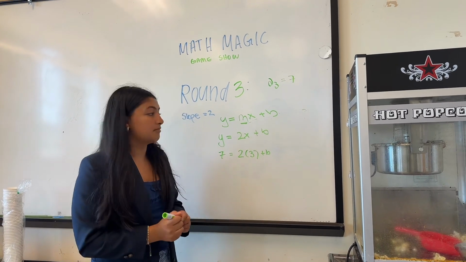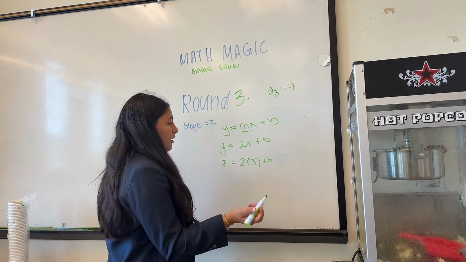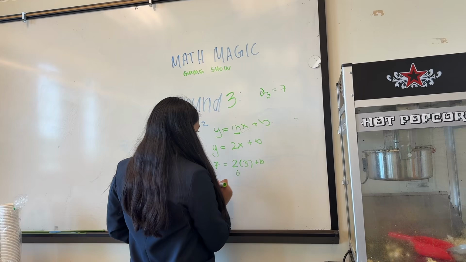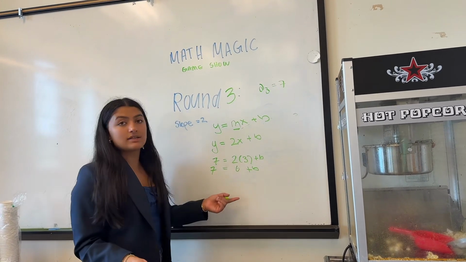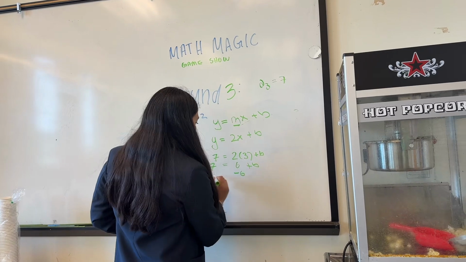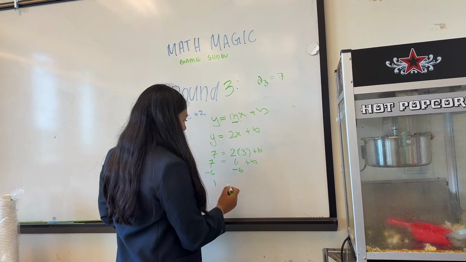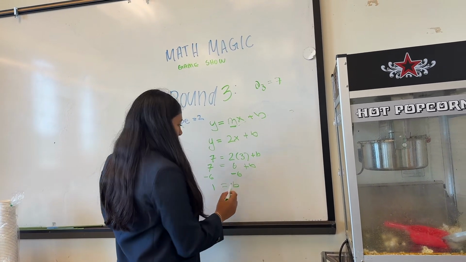And from here, you want to solve for b. So 2 times 3, 6. 7 equals 6 plus b. And now we want to isolate b. So we subtract 6 from each side, which leaves you with 1. b equals 1.